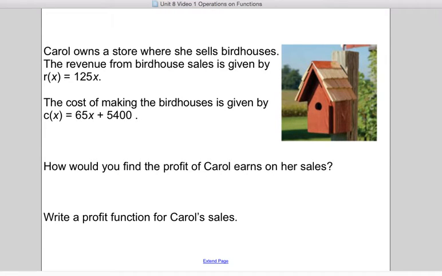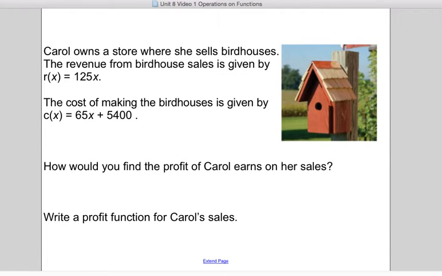We have an example here. Carol owns a store where she sells birdhouses. The revenue from birdhouse sales is given by R of x. The cost of making the birdhouses is given by C of x. Okay, it says, how would you find the profit Carol earns on her sales?